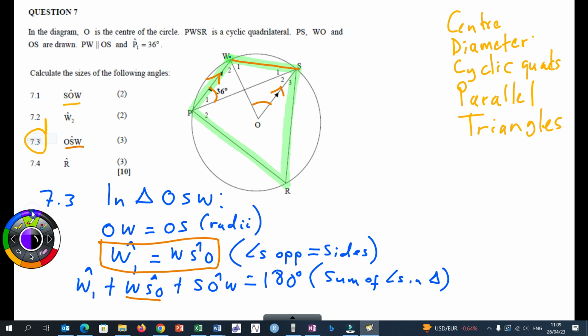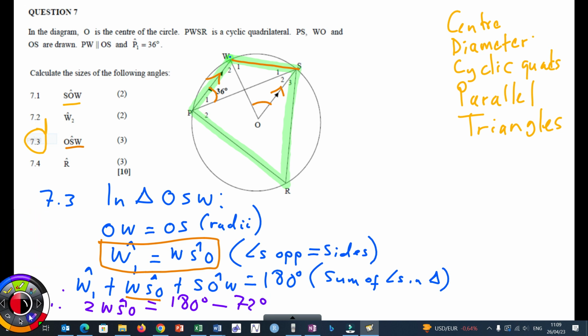If I replace them, then I can say, therefore, 2 WSO is going to be equal to, I know this one here, the SOW, so this will be 180 degrees minus, what value did we get? 72, so that will be 72 degrees.